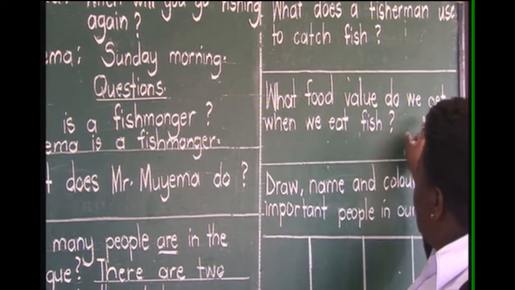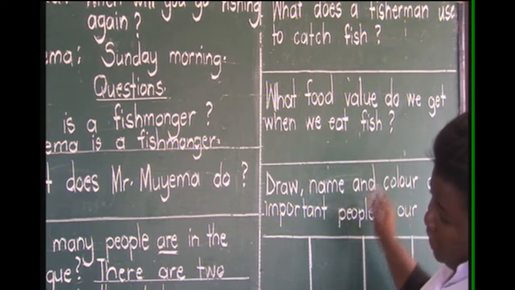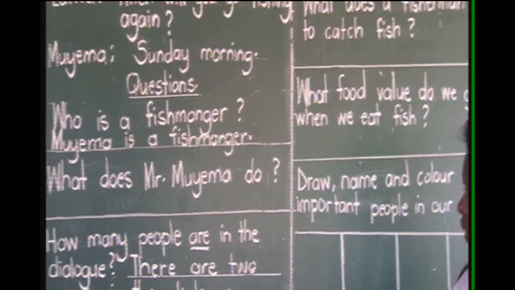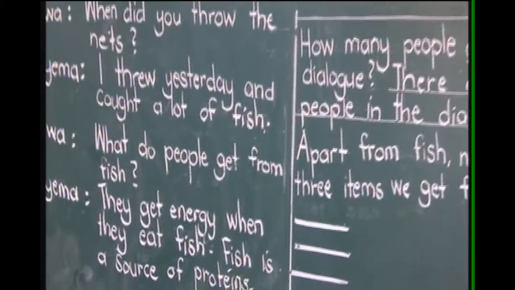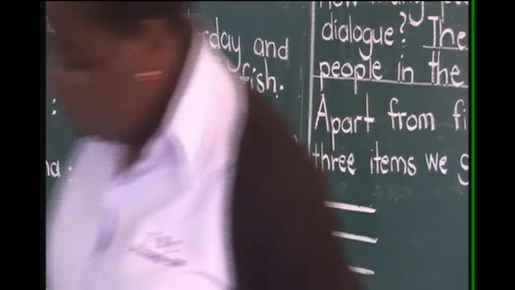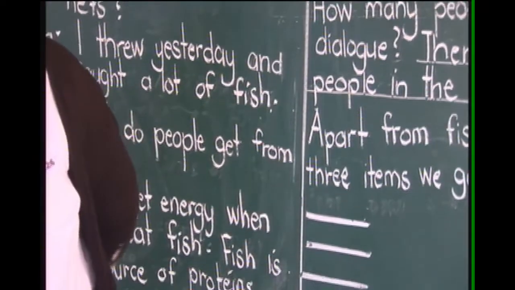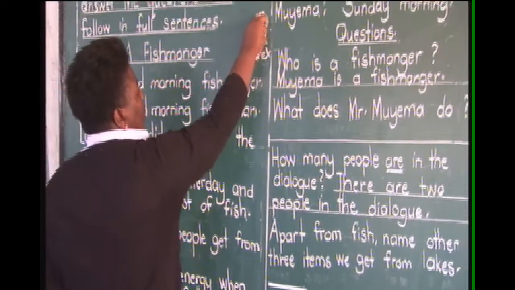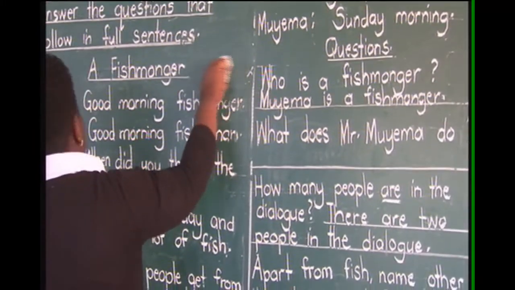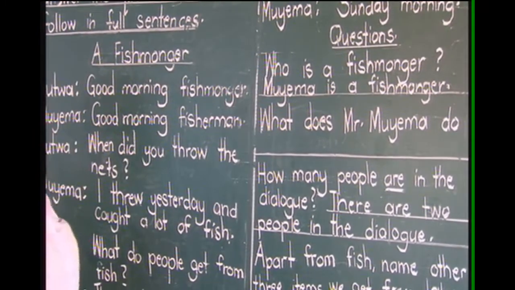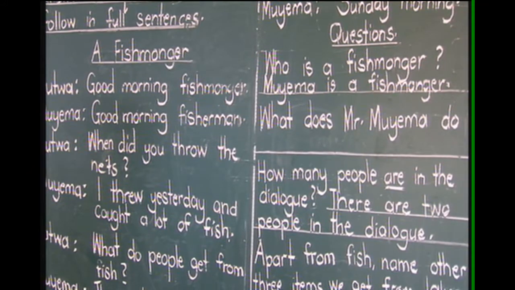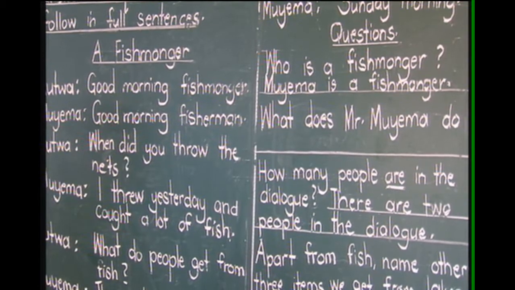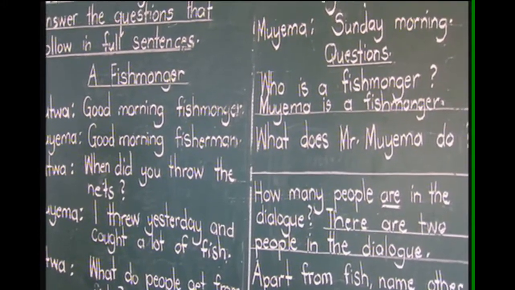What food value do we get when we eat fish? Yes, we've been given the food value in the dialogue. And I believe when you're in primary 1, you looked at food values. You looked at a balanced diet, and then you ended up looking at food values. We had carbohydrates, proteins, vitamins. So those are the food values we're talking about. You look for it and write it.